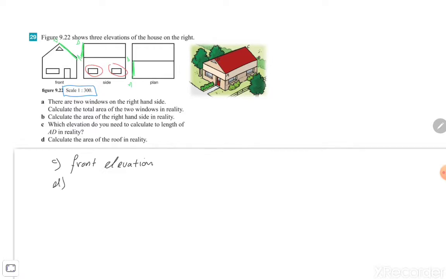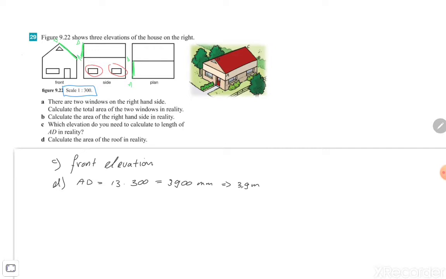Alright, exercise D, calculate the area of the roof in reality. There we need to measure the length of AD. If I measure the length of AD, it is 13 millimeters. So AD is 13 millimeters, but in reality we need to multiply by 300, so that's 3900 millimeters, and in meters it is 3,9 meters.